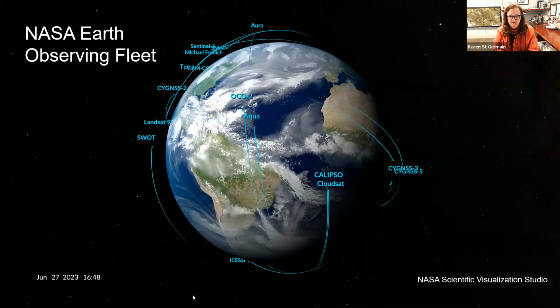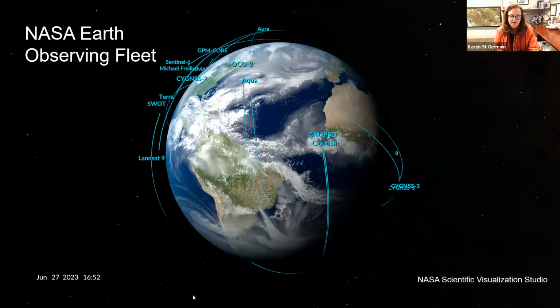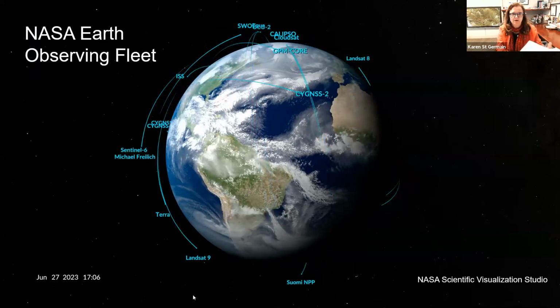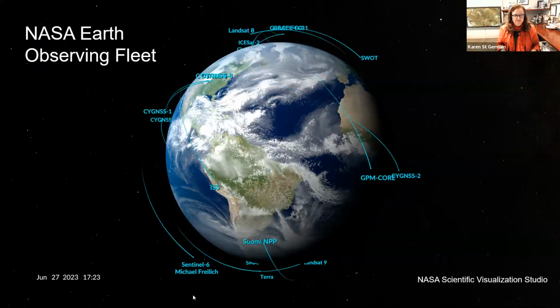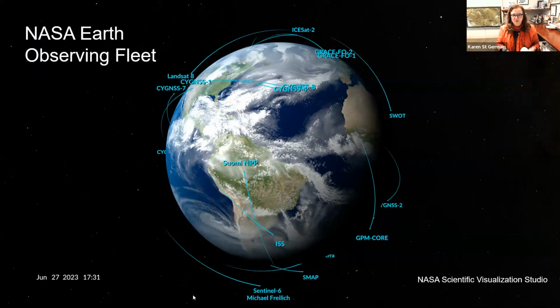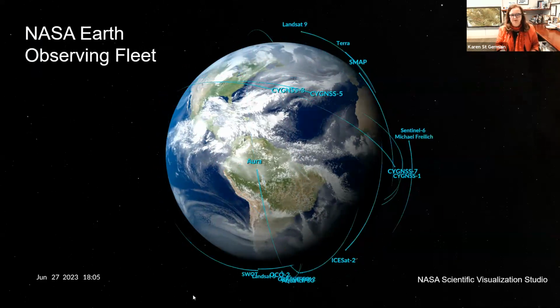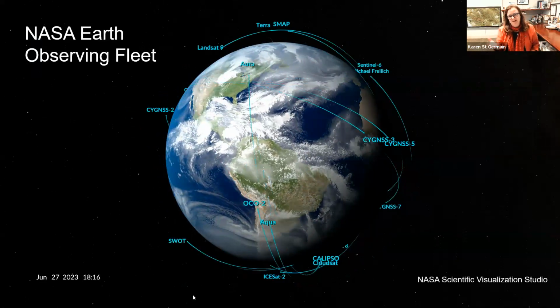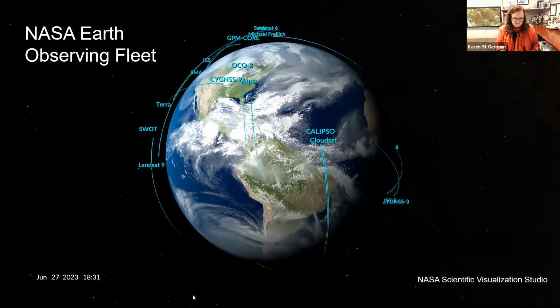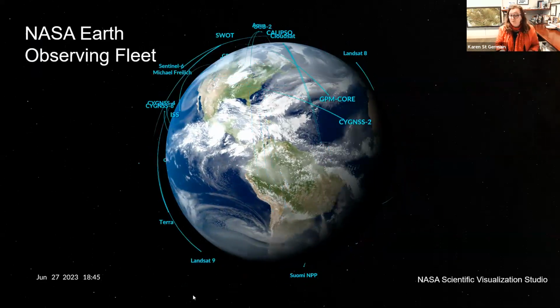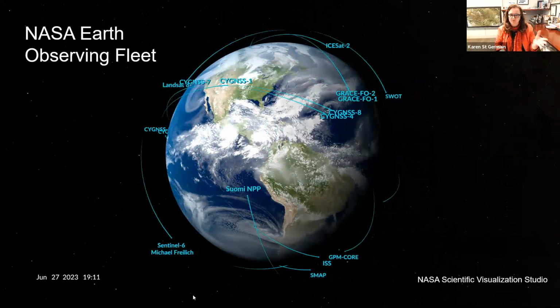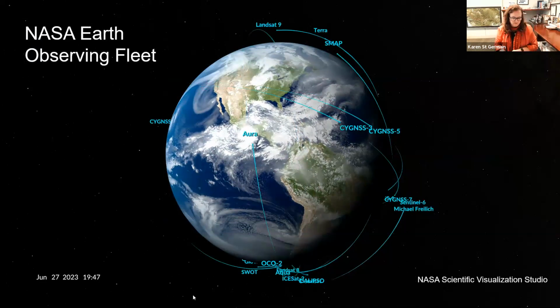Here is the animation showing the NASA Earth observing fleet of in the neighborhood of 25 different missions. We highlighted a few missions in the beginning, but really what we're about in our science is bringing together the data from this entire fleet. We have 26 missions in orbit now, and they of course observe land, ice, oceans, and atmosphere, and they represent a pretty massive investment over 20 years.